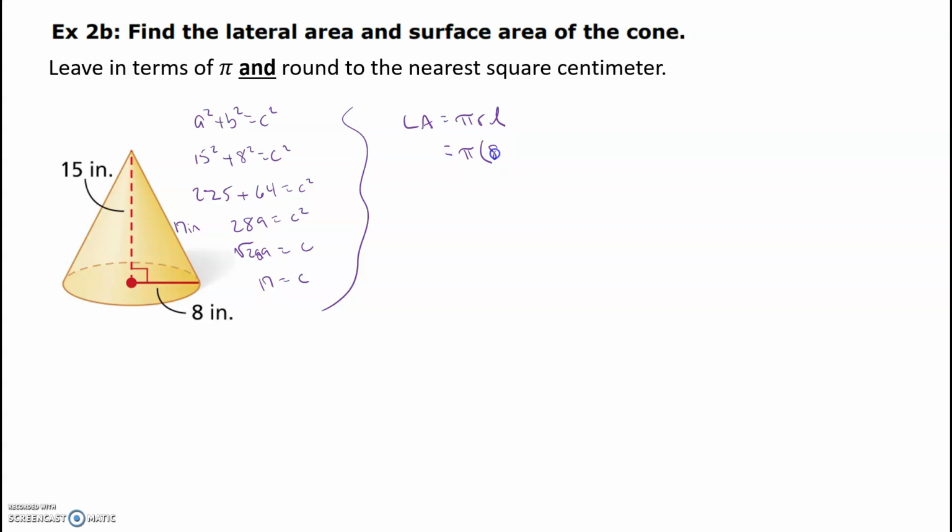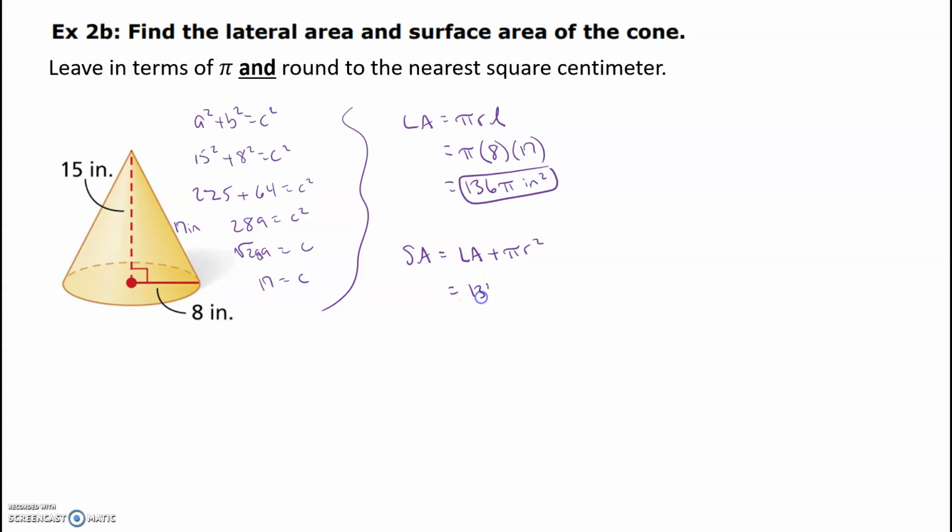Radius is 8. Slant height we just found was 17. So we do 8 times 17, and we get 136 pi inches squared. So there's my exact lateral area. Again, I always jump to surface area. Once I have exact, I go ahead and jump to surface area first, because remember it's lateral area plus the circle on the bottom, right? Lateral area plus the circle on the bottom.